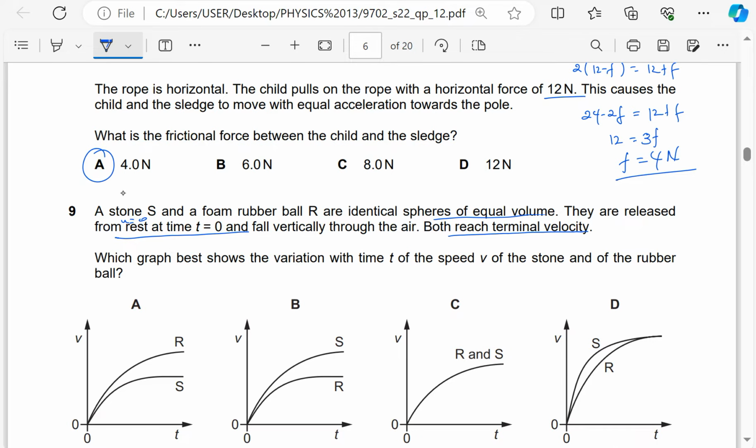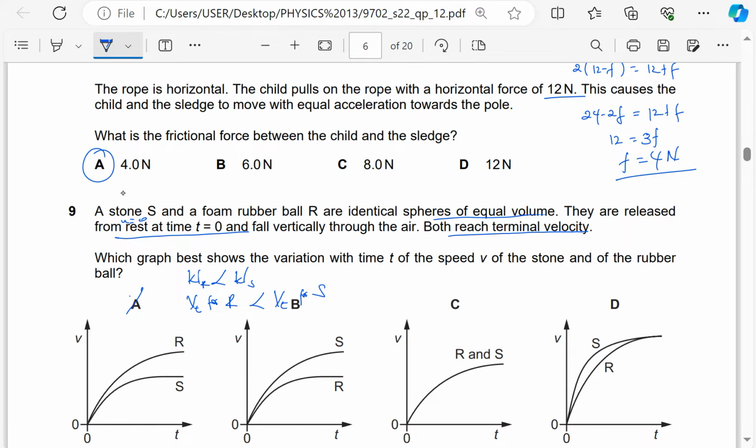They are released from rest and fall vertically through the air. Both reach terminal velocity. One is a stone and the other one is foam rubber. So it means they have different weights. In fact, the weight of the rubber is less than the weight of the stone, which means terminal velocity of the rubber should be less than terminal velocity for the stone.